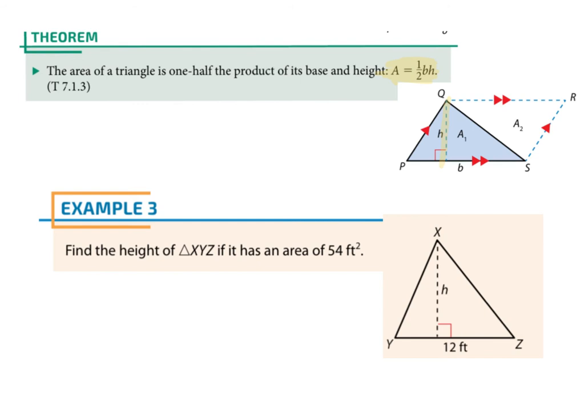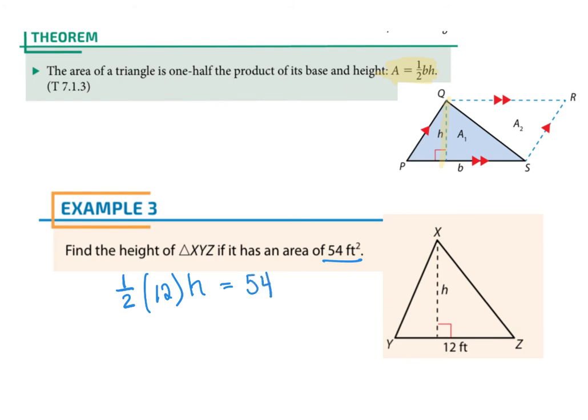So they've given this to us a little bit differently. They want us to give them the height. They gave us the area. So we're going to fill in what we know and solve for what we don't know. My area formula is 1/2 base times height. They gave me the base. What is my base here? 12 feet. All right, so we have 12 feet here. We do not know the height, so that's what we're solving for. We do know the area, that equals 54.